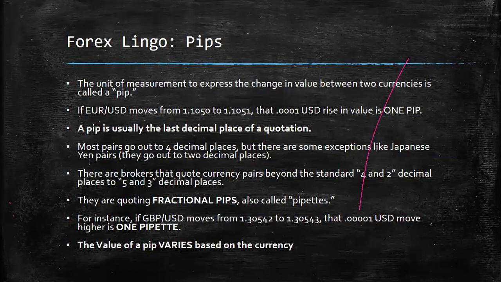There are brokers that quote currency pairs beyond the standard 4 and 2, and they'll use 5 and 3. They are quoting the fractional pips, which are called pipettes. For instance, if GBP USD moves from 1.30542 to 1.30543, that's only a 0.00001 move. That's not a full pip. That's a pipette. All right. The value of a pip also varies based on the currency.